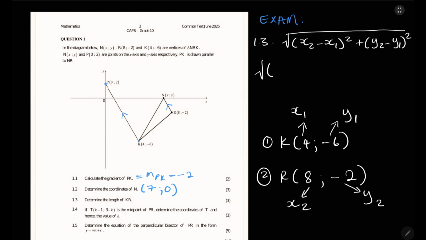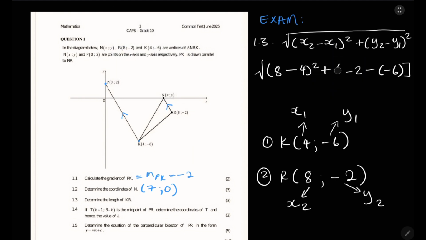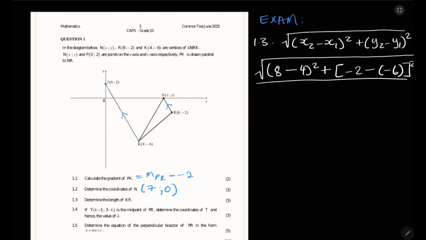Now let's substitute. What is x2? X2 is 8 minus x1, which is 4. Let's close our bracket. Then squared plus y2, which is -2 minus y1, which is -6. Make sure that it's in a bracket. You have to use square brackets to avoid making any mistakes. When you punch this in a calculator, don't make any mistakes with the brackets. Make sure that you close them 2 times in this term. Your answer will be 5.66.